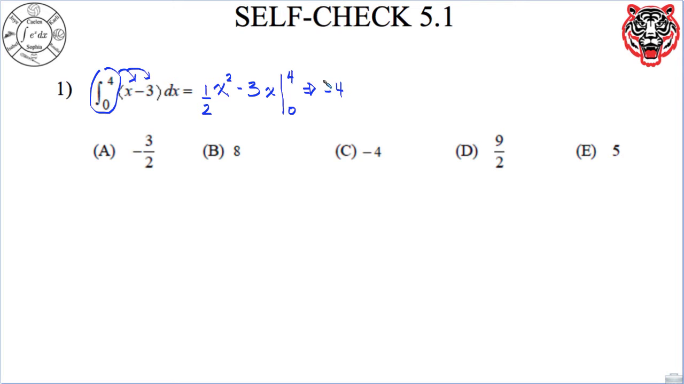So the first substitution yields negative 4. And I'm going to subtract. Plug in 0 gives you 0. So the answer here is negative 4.